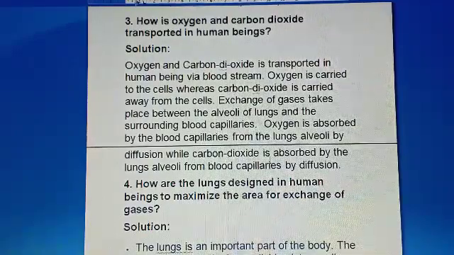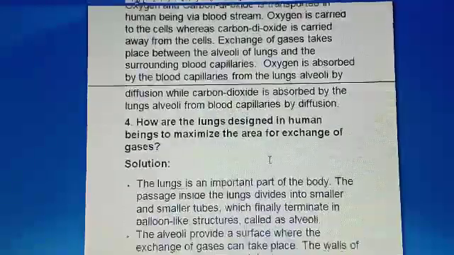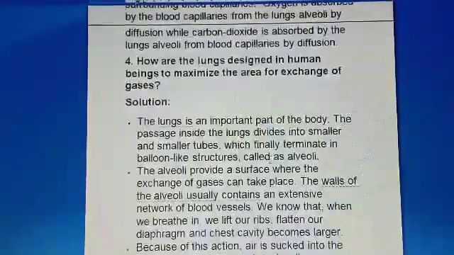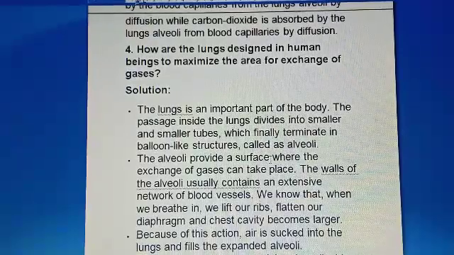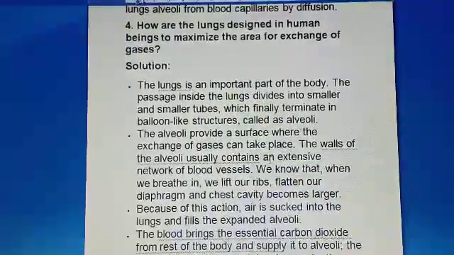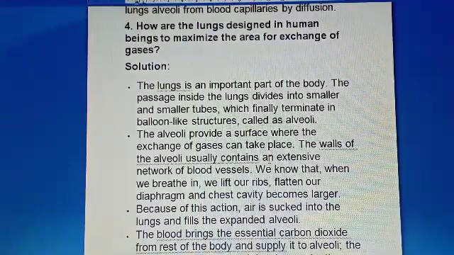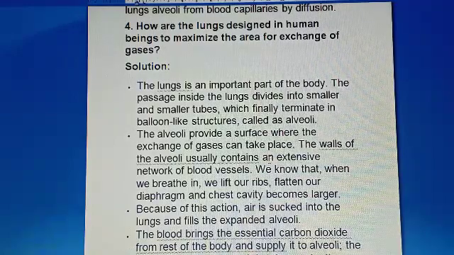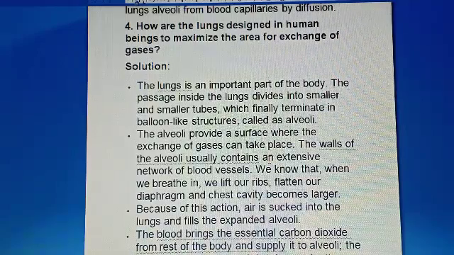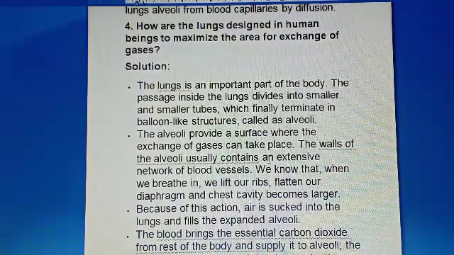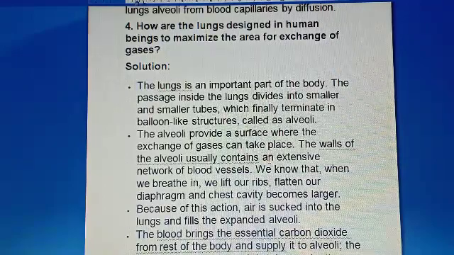Now let's see the next question. How are the lungs designed in human beings to maximize the area for the exchange of gases? Here also you have to write about the blood capillaries which surround the alveoli. These blood capillaries increase the area of diffusion, where the exchange of oxygen occurs.